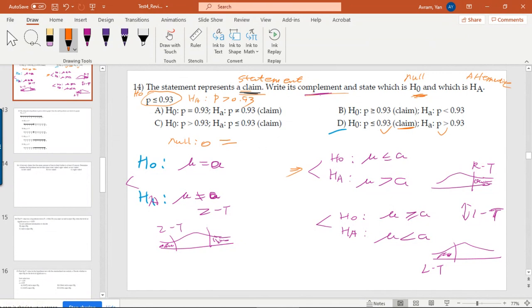All right, any questions? As I mentioned, this chapter is going to have a lot of concepts, right? Calculation, you have some, but concepts even more.